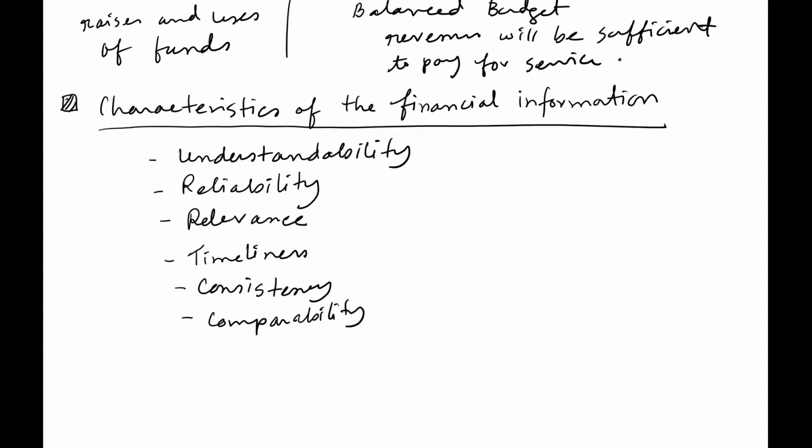The characteristics are understandability. That means all those financial reports should be easily understandable, as simple as possible. The second criterion is reliability. That means we can rely on those numbers. We can verify them, and the information should be free from bias or error.